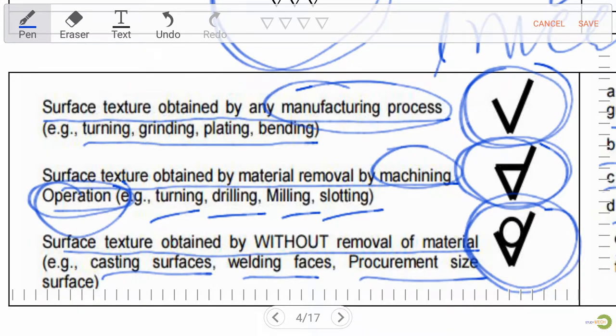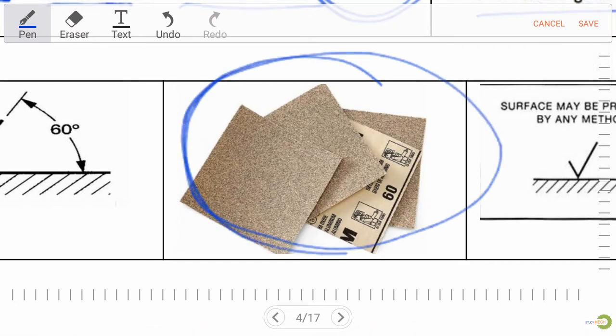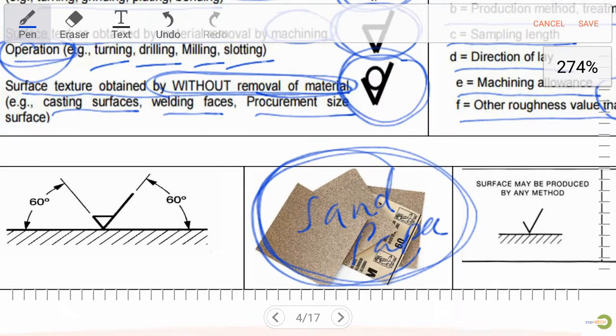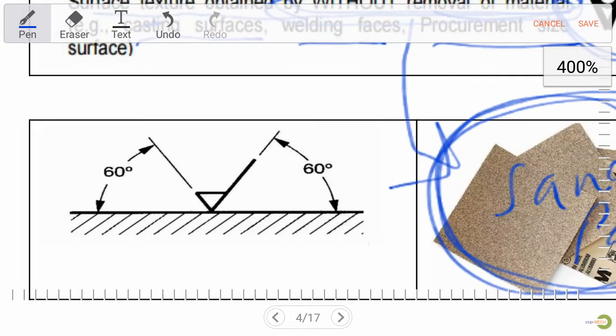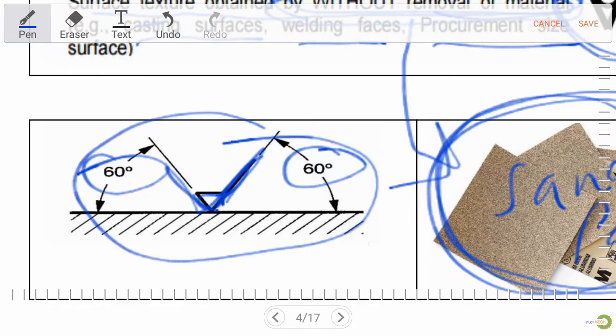Now, surface texture obtained without removal of material, it means that we can also use sandpaper. This is the sandpaper. Okay, so we can obtain surface texture without removal of material, or we can also use the sandpaper. Now, whenever we use this symbol, if we want to establish some surface roughness, the angle should be 60 degrees at both sides. This is additional information.